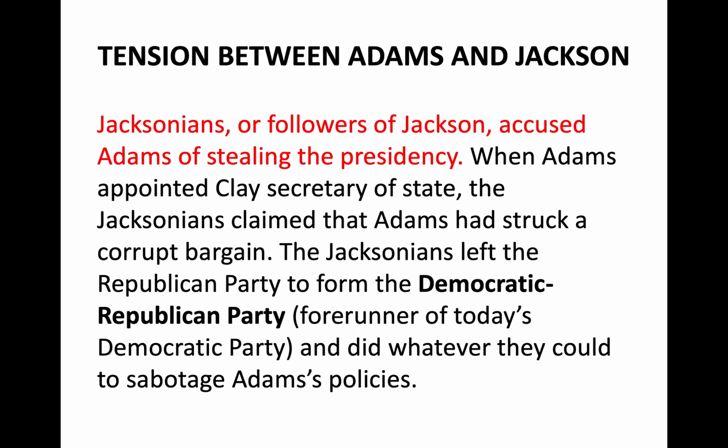Jacksonians, or followers of Jackson, accused Adams of stealing the presidency. And when Adams appointed Clay Secretary of State, the Jacksonians claimed that Adams struck a corrupt bargain. The Jacksonians left the Republican Party to form the Democratic Republican Party, and these are going to be the forerunners of the Democratic Party today. And they did whatever they could to sabotage Adams' policies.